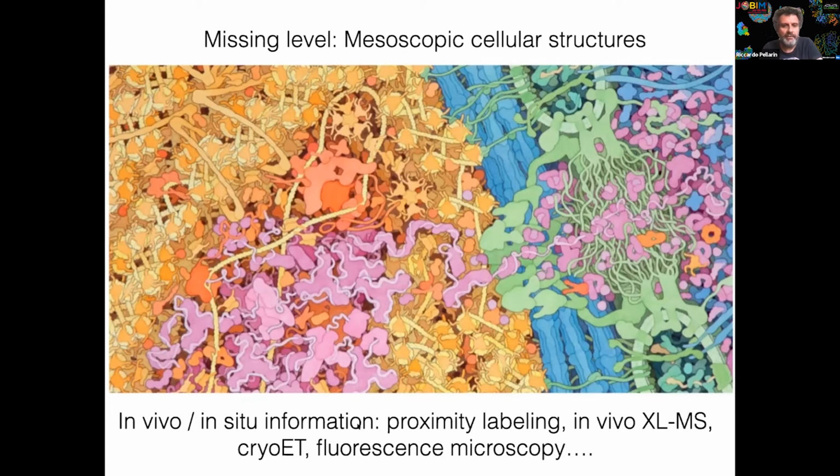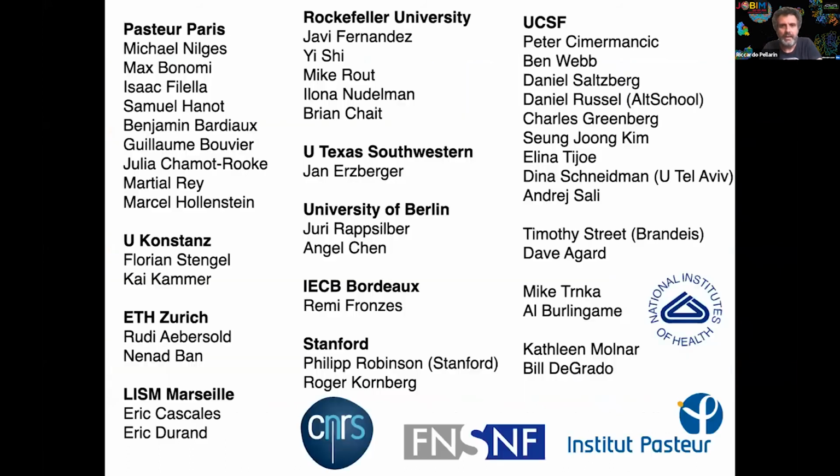But we have a lot of information coming and emerging, like proximity labeling, in vivo cross-linking mass spectrometry, in situ cryo-electron tomography, fluorescence microscopy. And I hope that all this information together will be helpful to build a kind of model, or let's say posterior model, of the organization of the organelles in the cell. With that, I want to thank you all and thank a lot of people I've been collaborating with in the past years. Thanks so much.